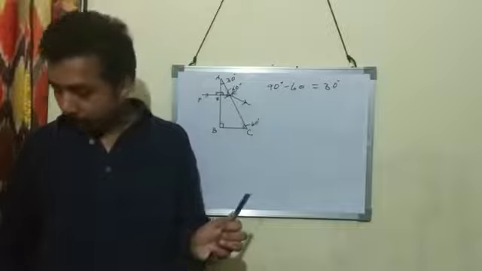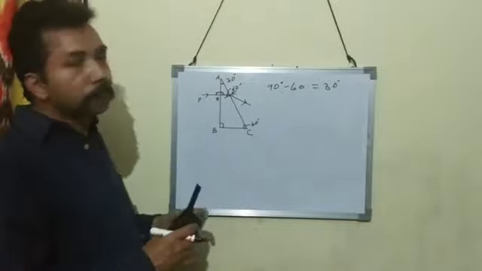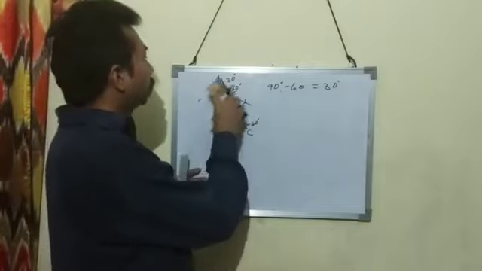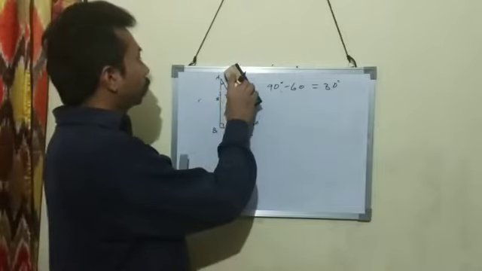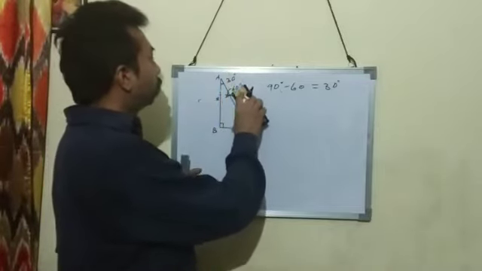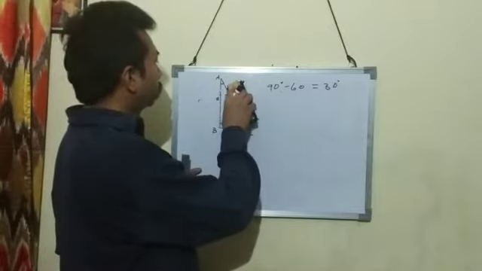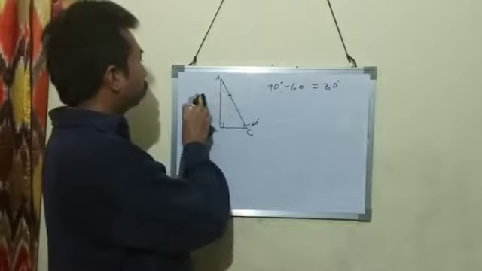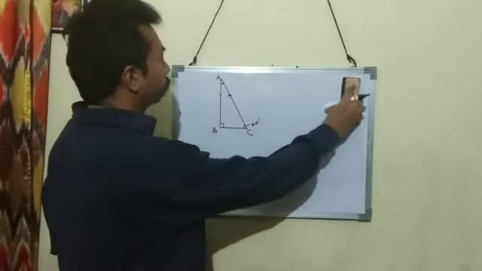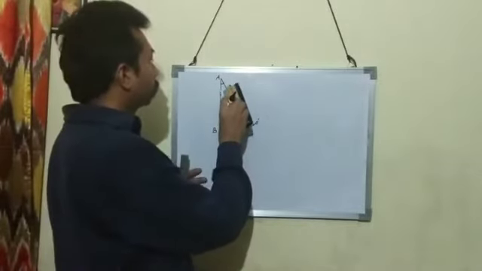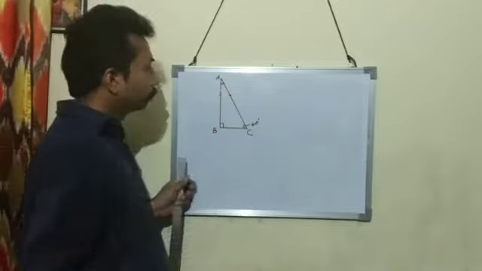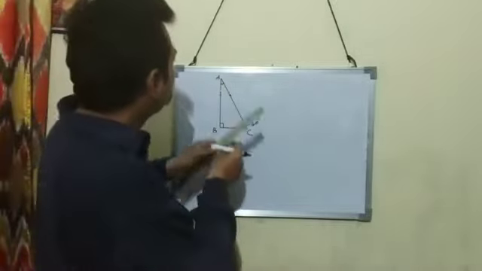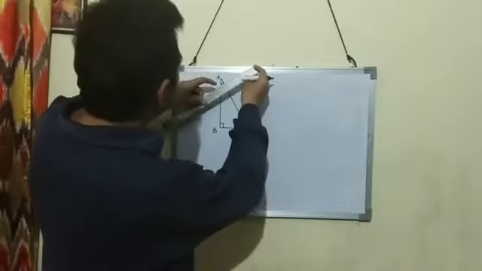Now we see another question. The same figure, and the incident ray is striking normally on the hypotenuse. Now you see the difference.